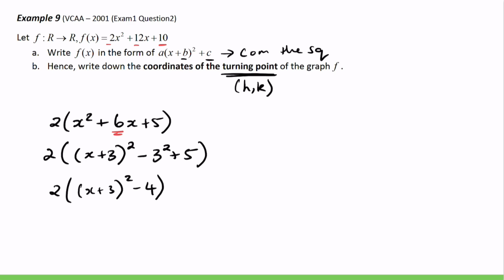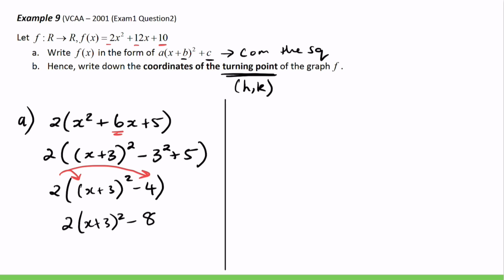I'll then multiply that 2 back into the equation. So we'll have 2 times x plus 3 all squared minus 8. So that's part A done. I've now got it in turning point form, and that's going to help me find that turning point. So as we said, it's our h and k, or in this case b and c as they've labelled it. So that will be negative 3 and negative 8. Don't forget to change the sign for this value here.